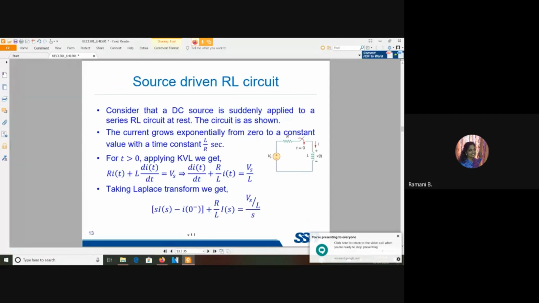Next, we shall see the source driven RL circuit. Let us consider an RL circuit with external supply Vs, and let us also assume that this Vs is applied to a series RL circuit at rest.